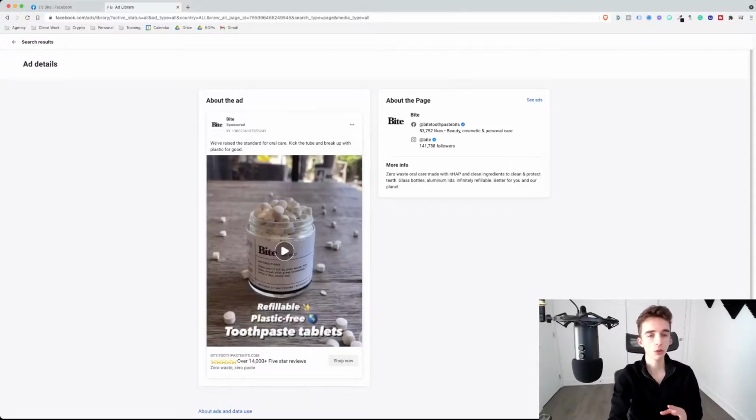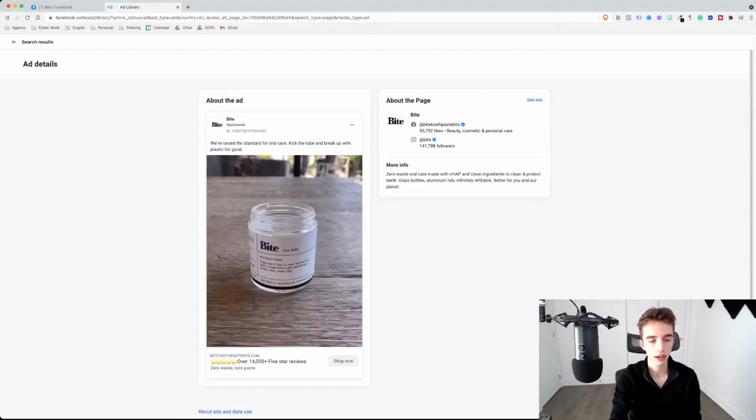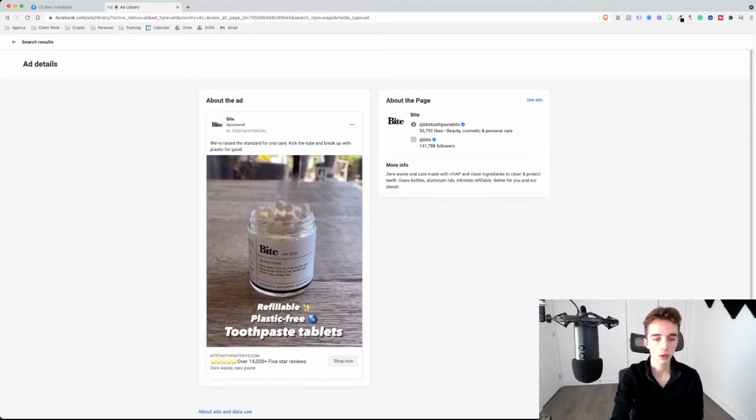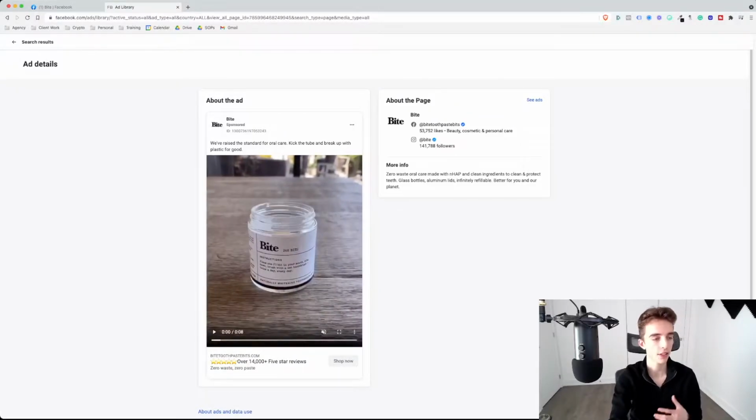Then there's ad 2, which is gonna be really simple, really short and sweet. If I just play that right there, you're gonna see the first step is like refillable, plastic free, toothpaste tablets. That's interesting, that's already there, catches the attention. You just see it's also satisfying. I don't know if you guys can hear the sound right now, but obviously not at the moment because it's muted. If you want to head over to their ads library, I'm probably going to link that in the description down below. You're going to be able to hear that video.